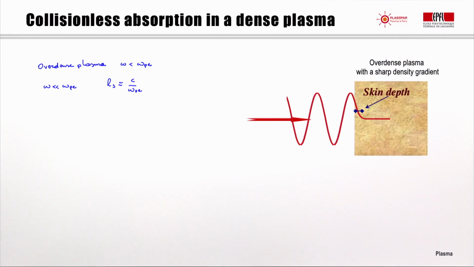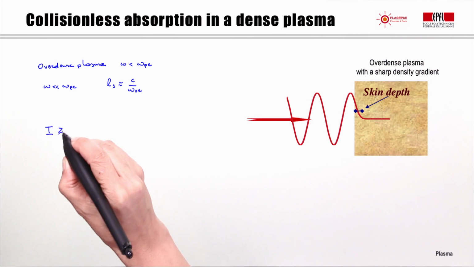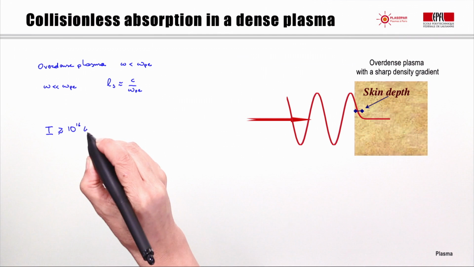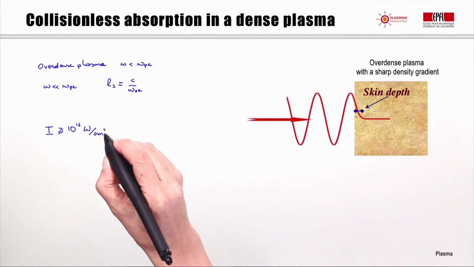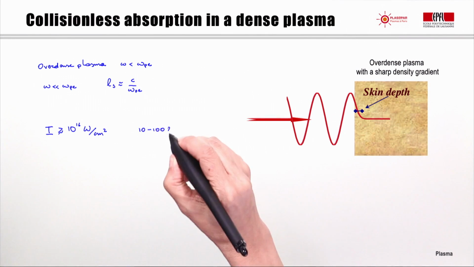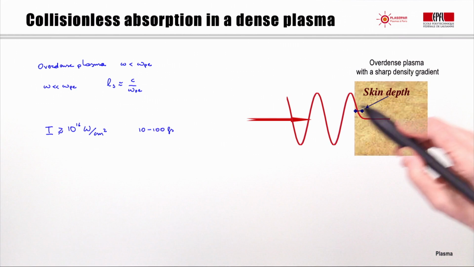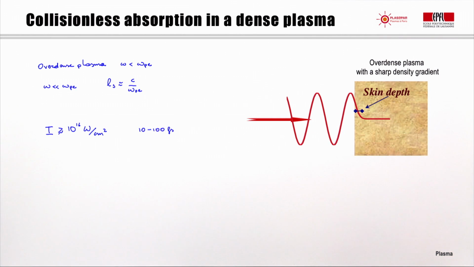In this condition, as we have seen previously, light will be reflected by the plasma, or in the case of a laser pulse, if the pulse is long enough, from 10 picoseconds to some nanoseconds, there can be some absorption, heating, and plasma expansion. However, if the pulse is very intense, that is, the intensity is above 10^16 watt per centimeter square, and if the pulse is very short, 10 to 100 femtoseconds, there can be a strong collisionless absorption that will happen at the surface of the plasma, as discussed in the next slides.